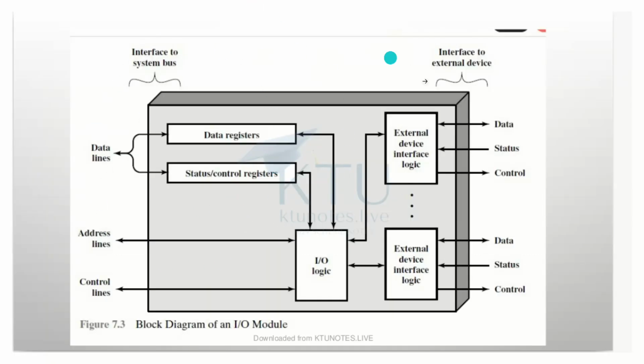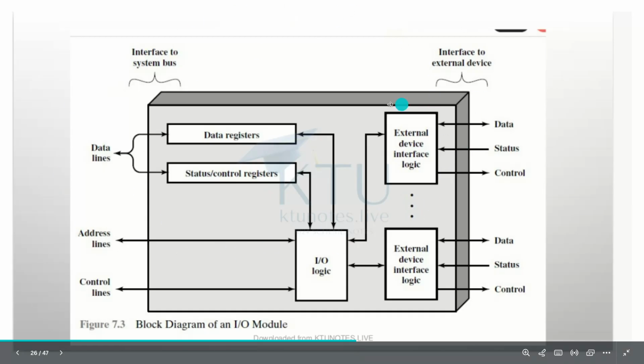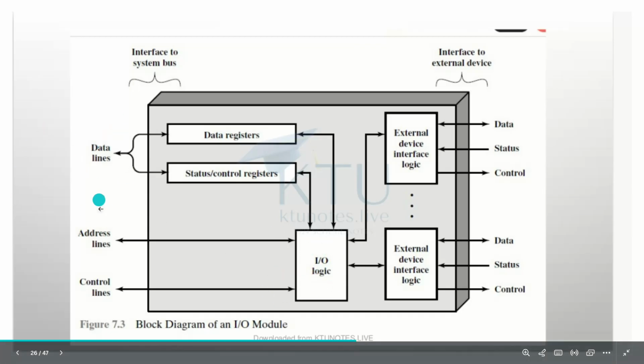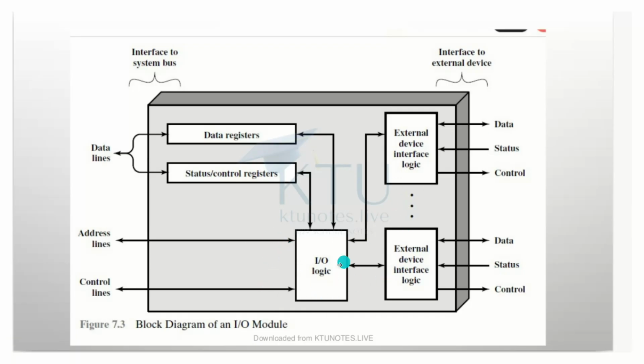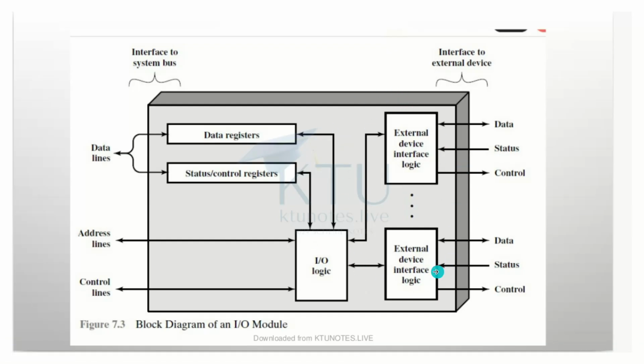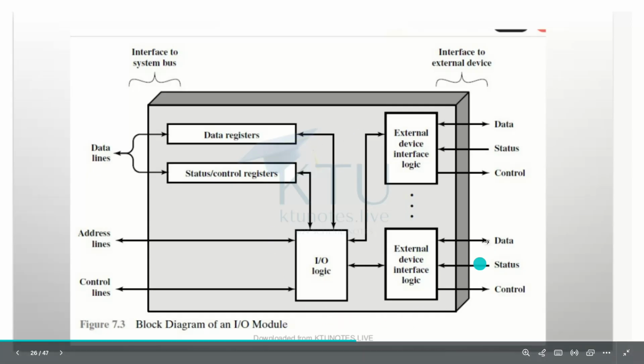In the basic structure of our IO module, we have the interface to the system bus and the interface to the external device. I already discussed the data register and the status or control register. Then we have the main IO logic. Data lines, address lines and controls mainly come to this IO logic, and from there it decides which device the data will go to. Between this IO module and the external devices, there are data, status and control signals.